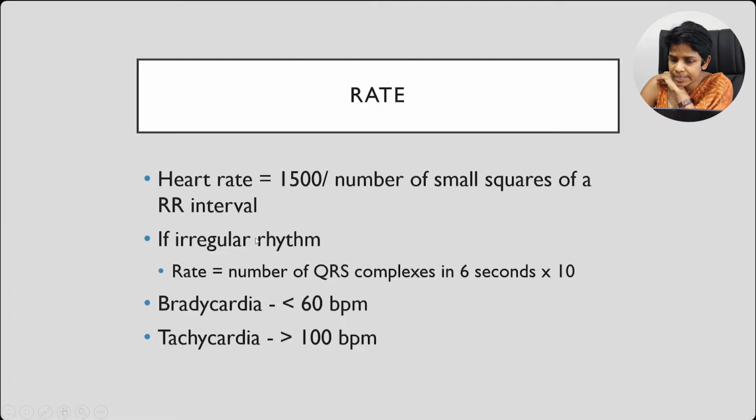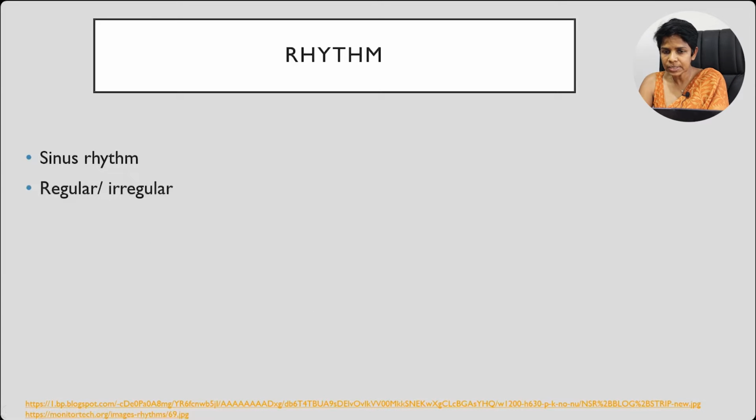If the rhythm is irregular, then you need to take 6 seconds of the ECG, that is about 30 large squares, count the number of QRS complexes there, and multiply that number by 10, then you get the heart rate per minute. Below 60 beats per minute is bradycardia, above 100 it is tachycardia. Again, basic stuff.